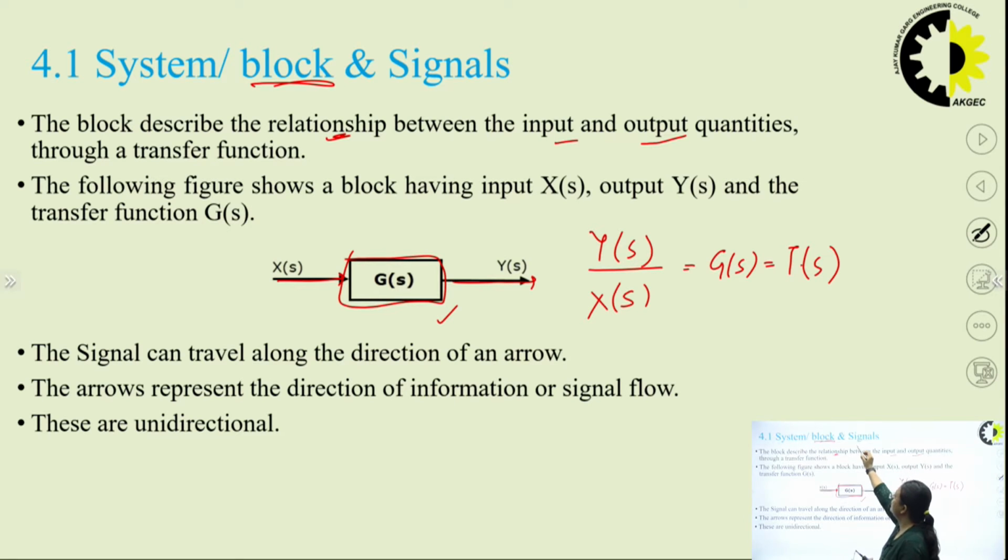And another one is the signal. This signal will travel along the direction of an arrow. This arrow defines the direction of the signal, from where it is going to where, right? Basically this arrow is carrying information with it, right? And these block diagram arrows are unidirectional in nature, right? And similarly this block diagram representation is a unilateral property of a system.